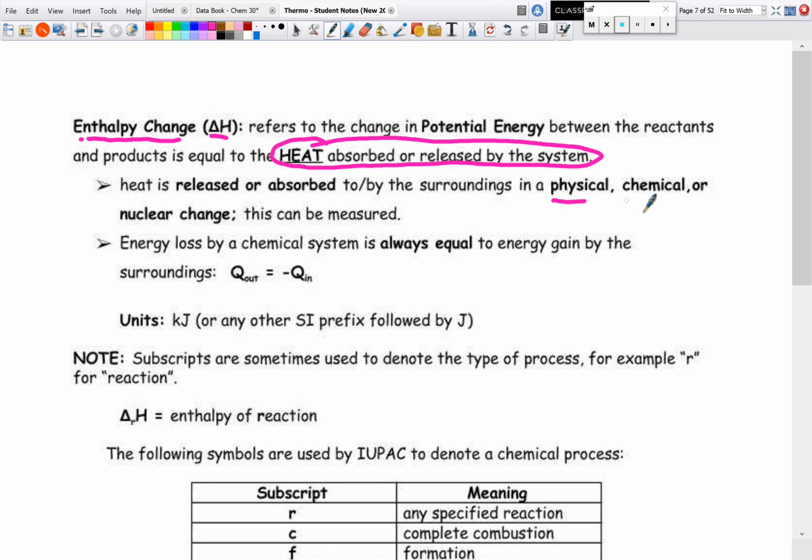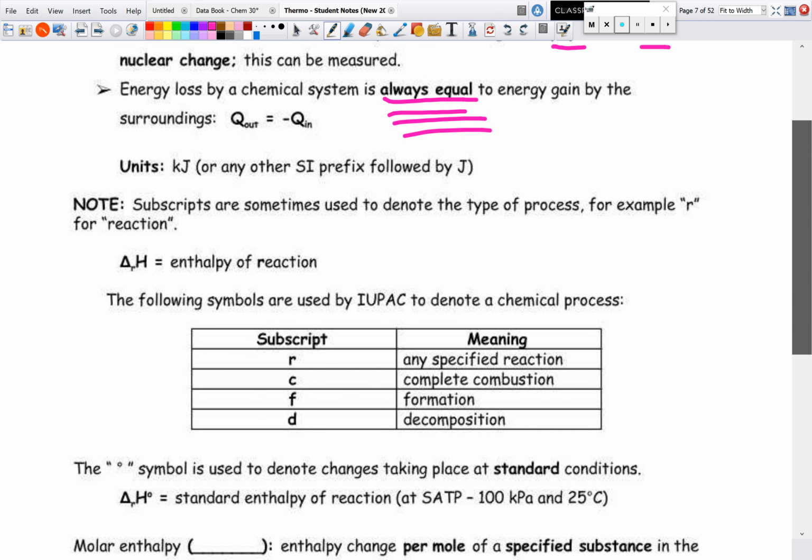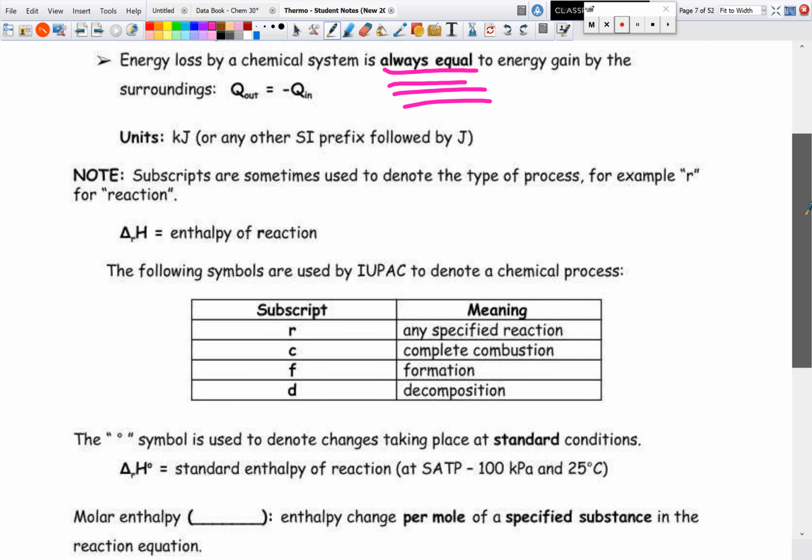We're only going to be worrying about physical and chemical. We're not going to do nuclear. And energy lost by the chemical system is always equal to the energy gained by the surroundings. So basically, Q out is equal to negative Q in, because they're going to be the same number except opposite. So what we normally do is we normally use kilojoules for these here, but we're going to pay attention to questions and all that and what is there.